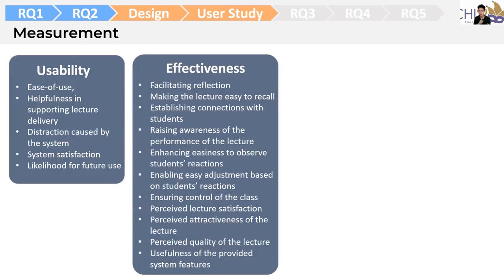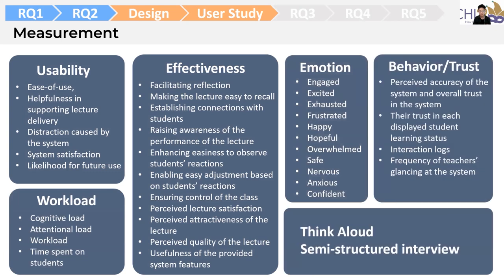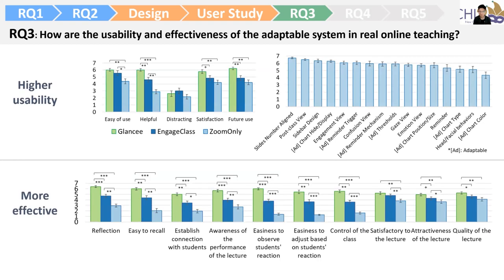We collect both subjective and objective data to measure the usability and effectiveness of the proposed Glancee and the effects on instructors' workload, emotions, behavior, trust, and so on. For the detailed measurements, please refer to our paper. Through the user study, we first investigate how are the usability and effectiveness of the adaptable system in real online classes. Results show that Glancee is perceived to be significantly more usable and more helpful than the two baselines from multiple perspectives.